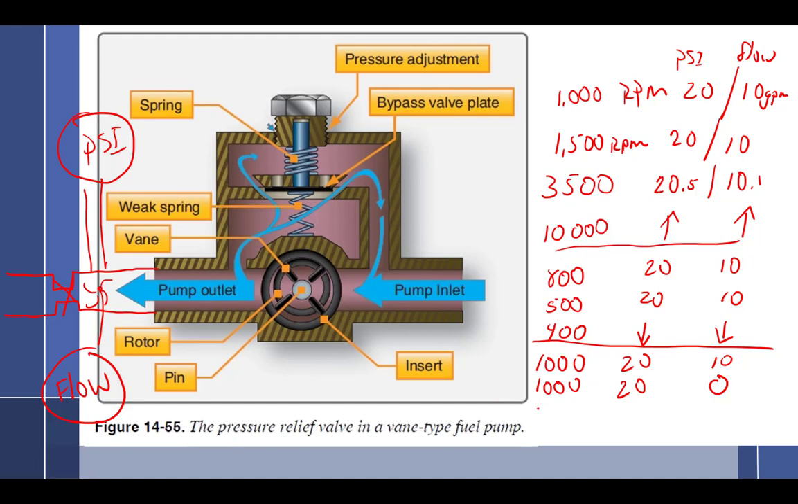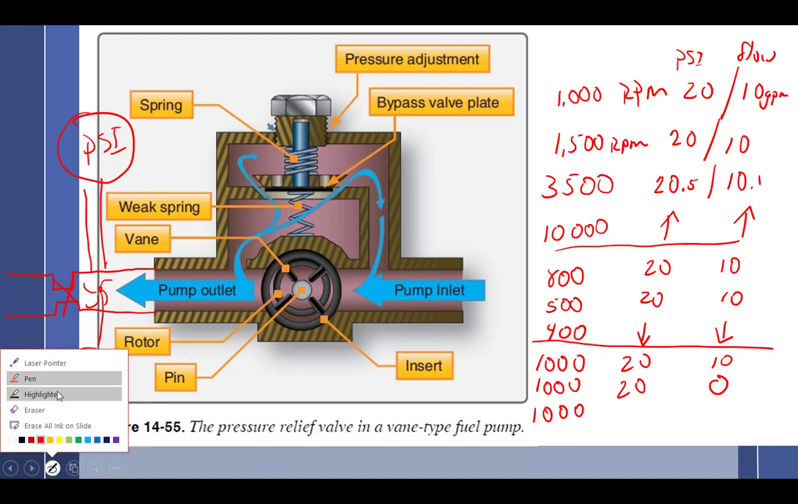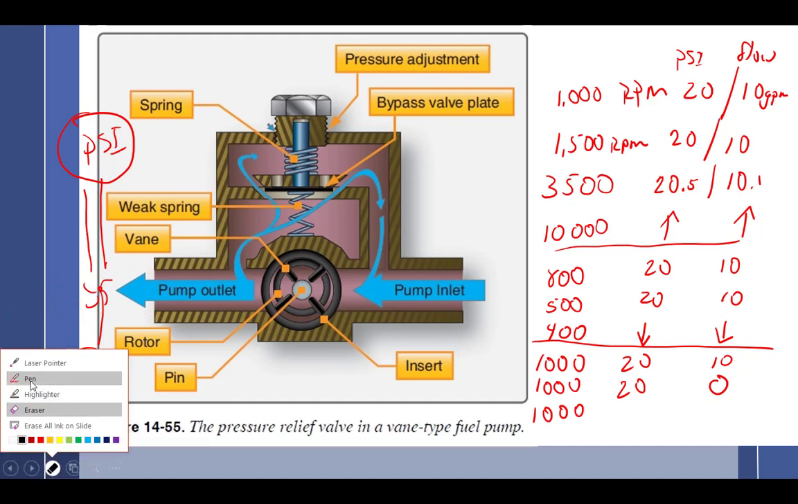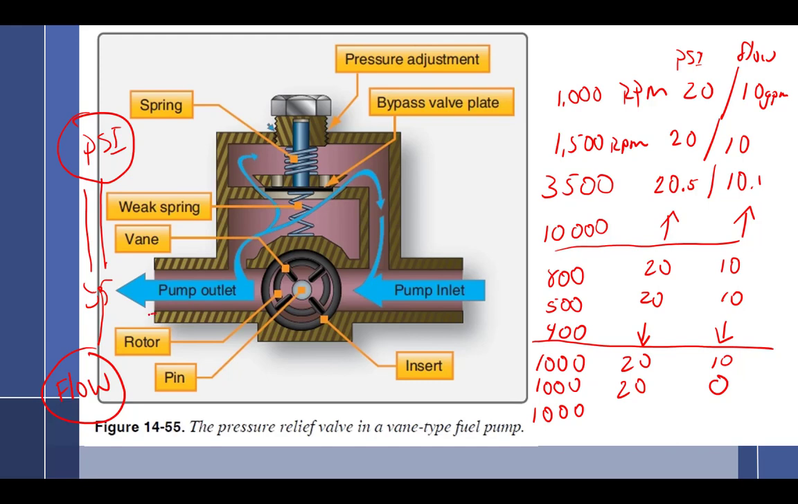All right, let's try something else. Okay, so we'll put it back at 1,000. And this time I'm going to open this. Ooh, you know what? We're just going to get rid of that. And let's see, pen. And we're going to get rid of the orifice altogether.